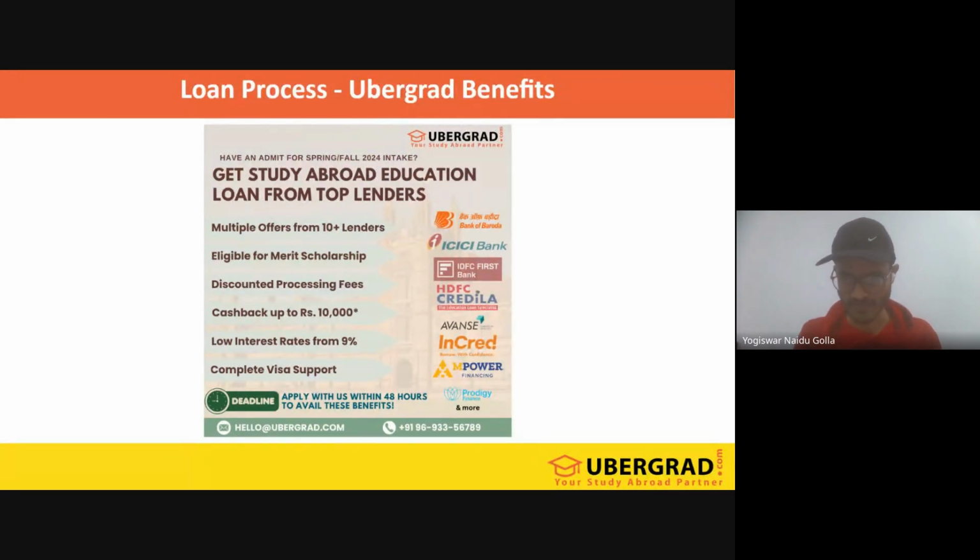The rate of interest starts from 9%, and then we give you complete visa support. After a successful loan disbursal, you will get the complete visa support, including visa mock interviews, so you can practice in real time with an expert counselor. This offer is valid only up to 48 hours.